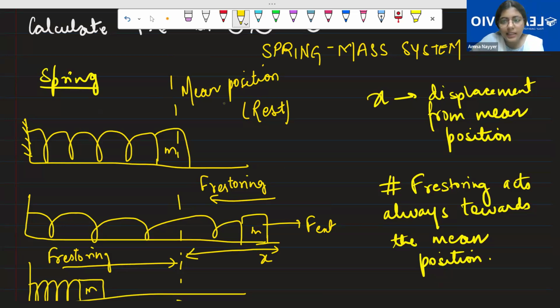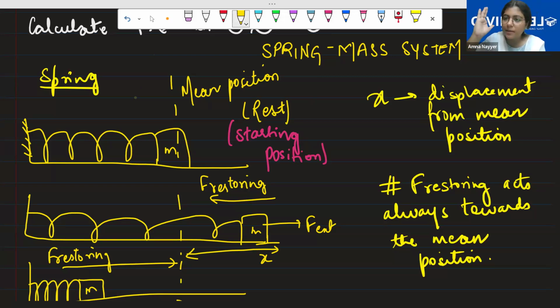Now see, spring mass system means a spring is there and a mass m is attached to it, and this will help you remember this properly. This will come in SHM. So see, this is the mean position. Mean position means the resting position. Resting position means the starting position, so resting position means no force is acting on the body.